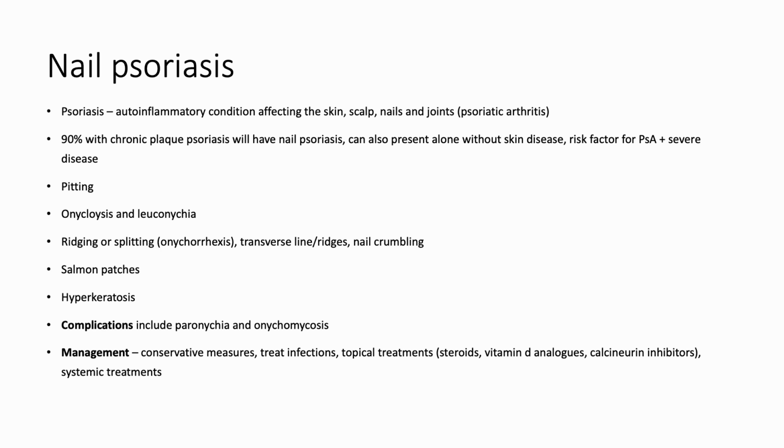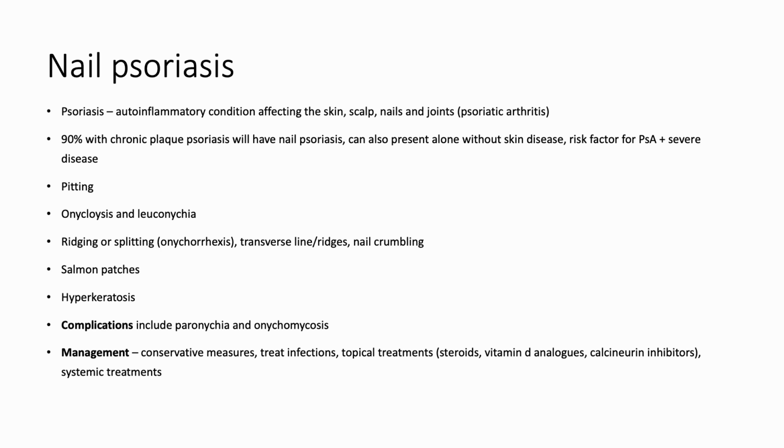To recap, psoriasis is an autoinflammatory condition characterized by epidermal hyperproliferation and inflammation. It can affect many different parts of the body, including the skin, nails, scalp, and joints, known as psoriatic arthritis. Nail changes in psoriasis can be associated with skin psoriasis, psoriatic arthritis, or can present alone in around 5% of the population. 90% of patients with chronic plaque psoriasis will have nail involvement at some point in their lives.